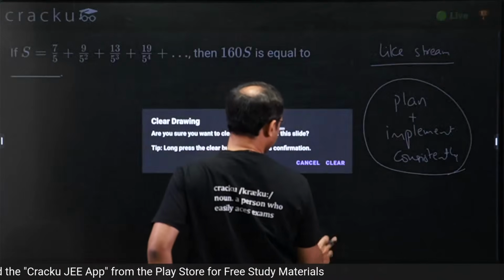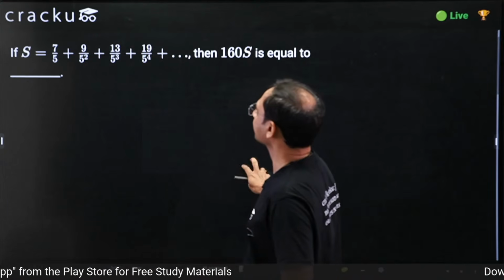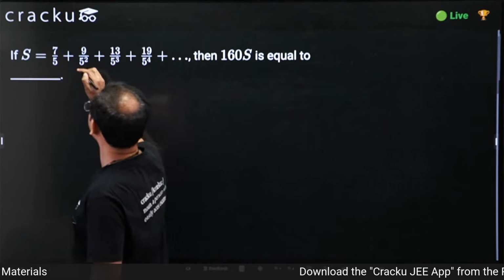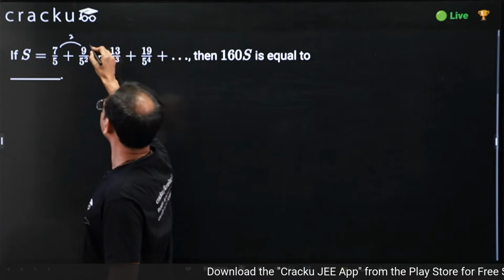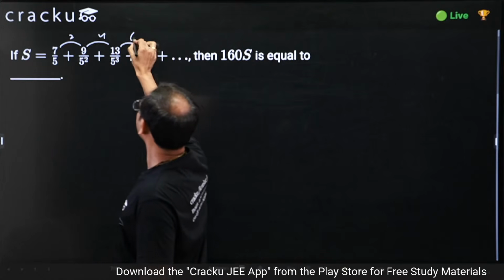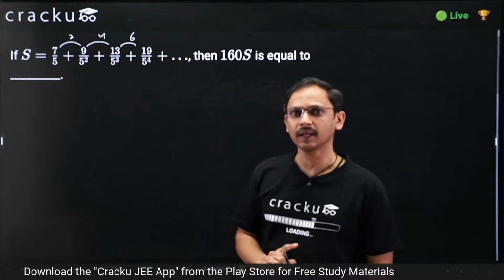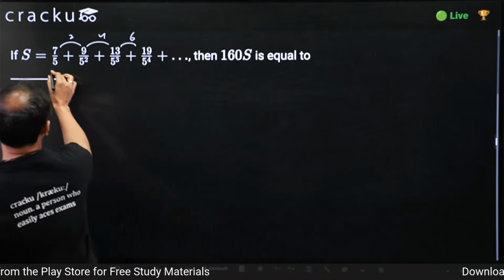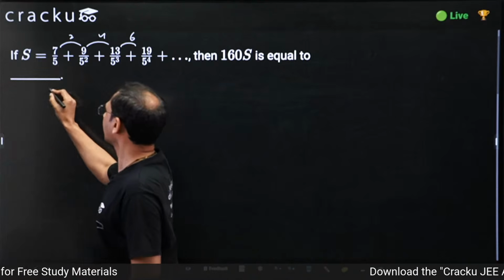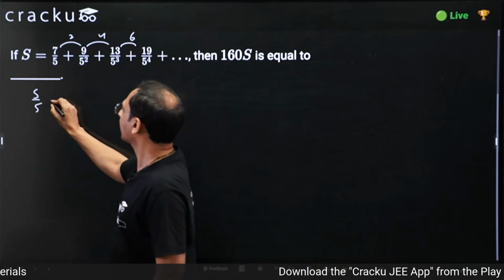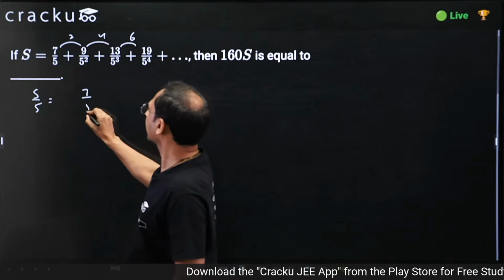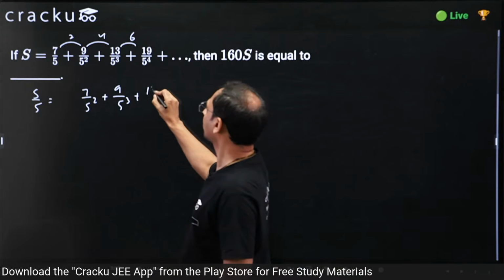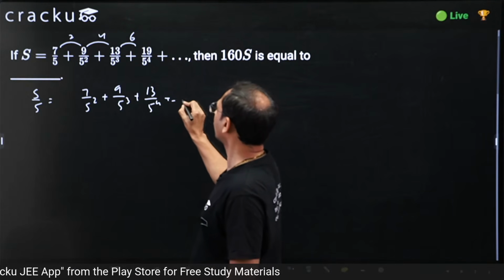All right, guys, let us look at this question. Here also I can see a GP, but look at the numerators. The differences are 2, 4, 6 and so on. The differences are again in AP. So we will do the same thing that we did in the previous problem. Here the common ratio is 1 by 5. Let us multiply by 1 by 5 on both sides. I get 7 by 5 square plus 9 by 5 cube plus 13 by 5 power 4 and so on.